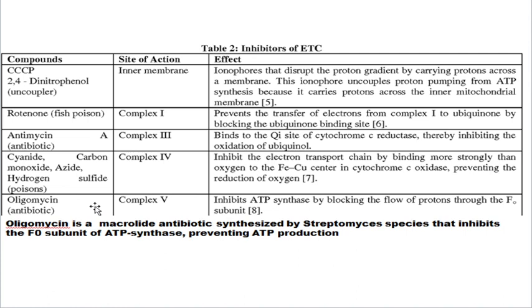Regarding oligomycin, this is a macrolide antibiotic which is synthesized by Streptomyces species, and it affects complex number 4. It inhibits the F0 subunit of ATP synthase. Thereby, oligomycin is involved in preventing ATP production.